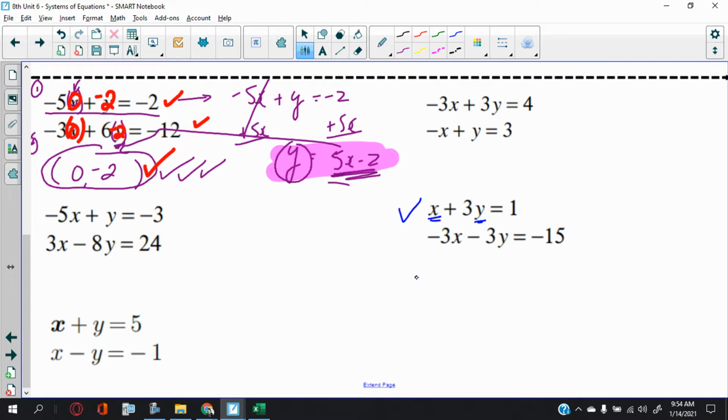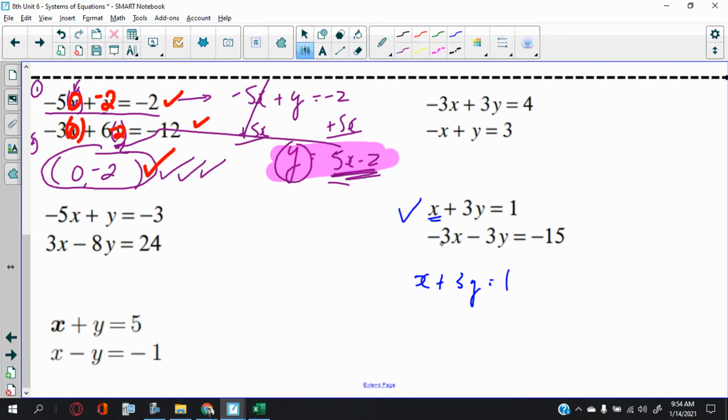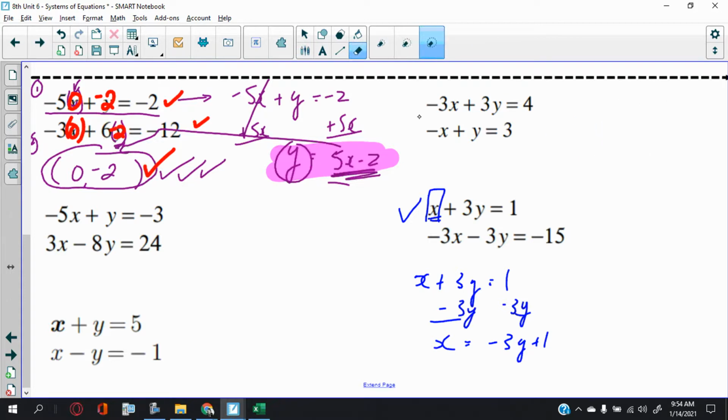So here I'm going to go again. x plus 3y equals 1. I'm going to focus on the x, so I'm going to subtract 3y from both sides. Now, maybe some of you are thinking, yeah, but Mr. Ring, that's not slope-intercept form. Slope-intercept form starts with y. That's okay. I'm not asking you for slope-intercept form. I'm just asking you to isolate a variable. Whatever gets the job done, that's what you would have to do.